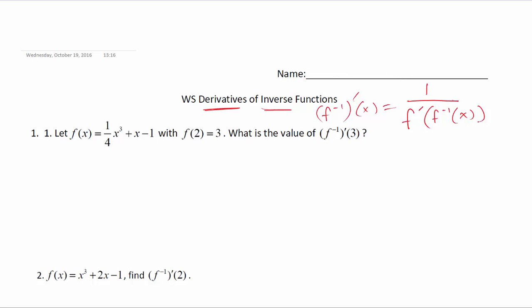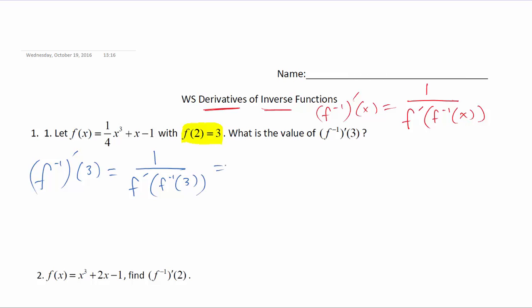Number one says, let f of x equal 1/4 x cubed plus x minus 1, with f of 2 equals 3. Now, if they gave me this point, it's probably going to be important later on. The question is, what is the value of the derivative of f inverse at 3? Well, we're going to start off by using that formula. Since I'm looking for the derivative of f inverse at 3, all I need is 1 over f prime of f inverse of 3.